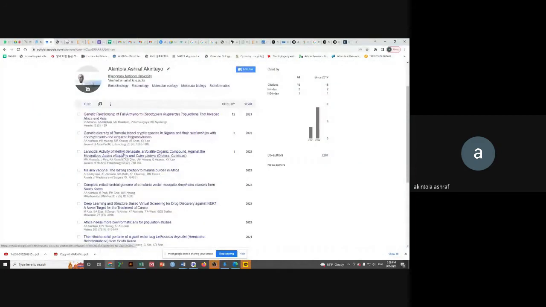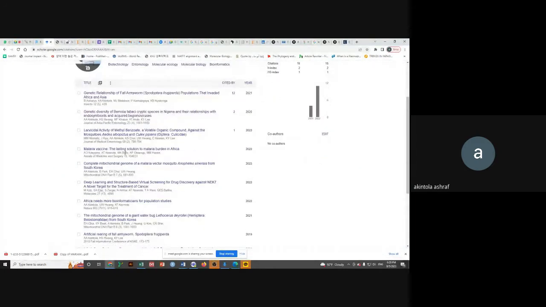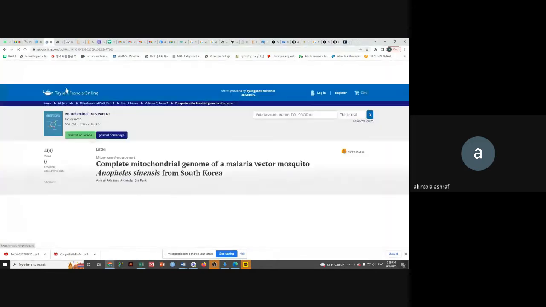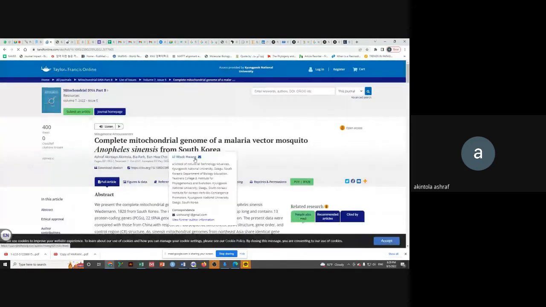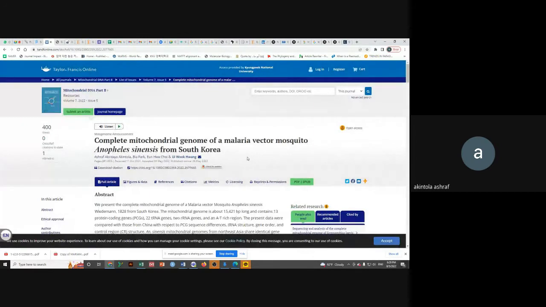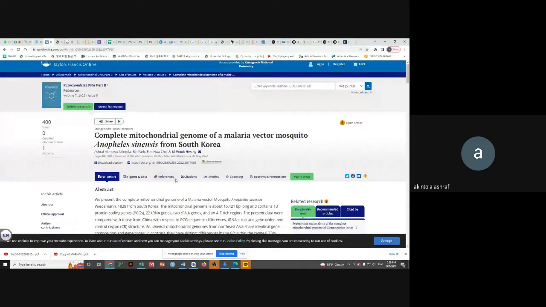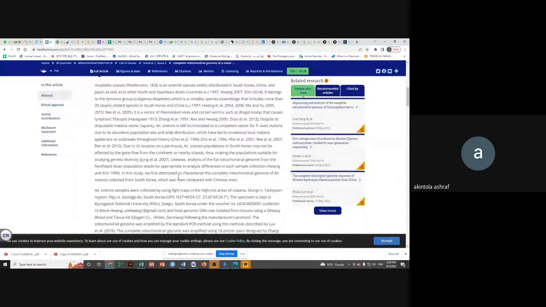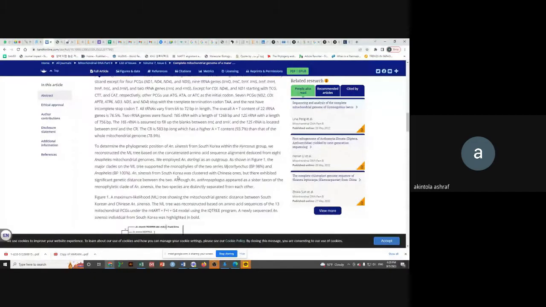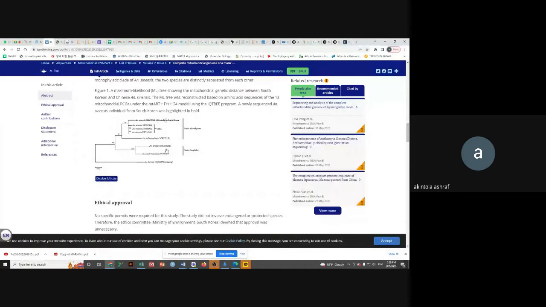So let me move on to the third part, which is much more complex than the ones we've been discussing. This is my recent work, also just published. The work was done on the mitochondrial genome, a full genome about 15,000 base pairs long, of the malaria vector Anopheles sinensis from South Korea. This is a short publication, and all you will see is just this phylogenetic tree.